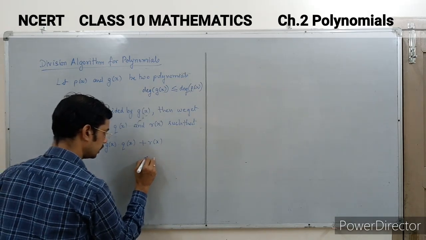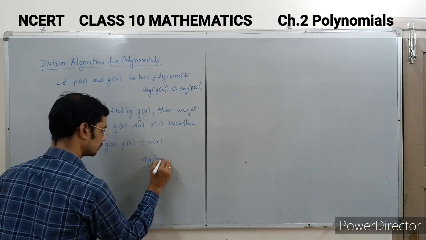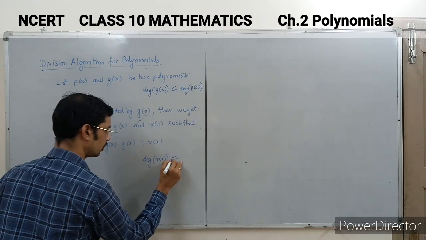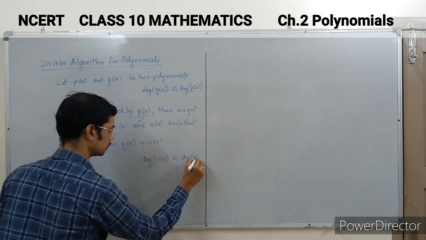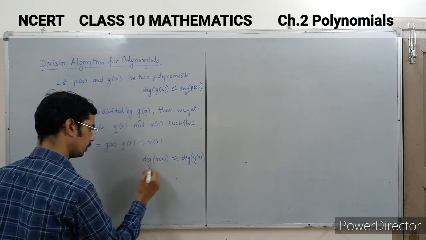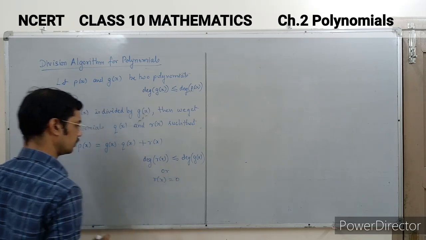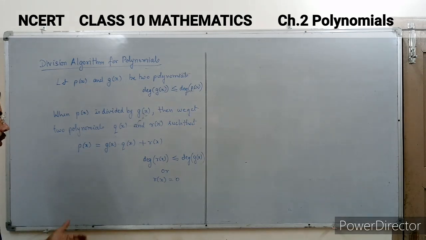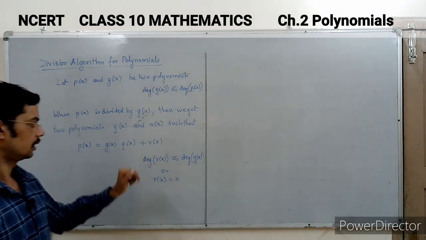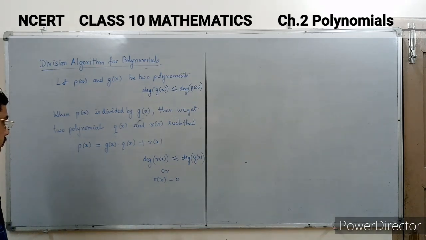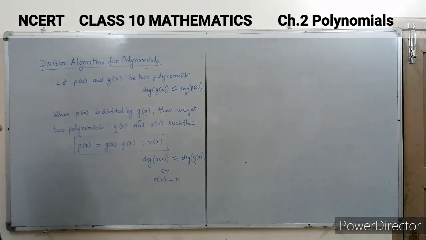So here the degree of r of x should be less than the degree of g of x, or r of x should be 0. Either the remainder should be 0 or it should have a lesser degree than that of the divisor. So that is it. This statement is called the division algorithm for polynomials.